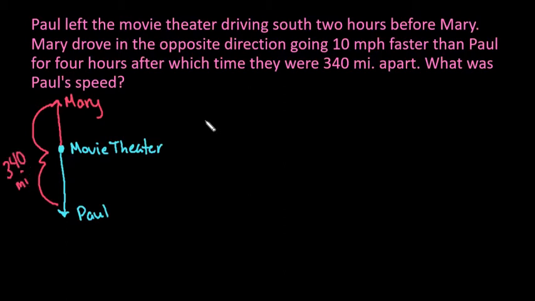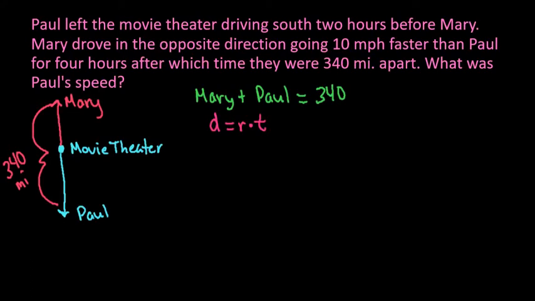So what we have here is Mary's distance plus Paul's distance. We can say that Mary plus Paul, their distance traveled, is going to equal a total of 340. If you recall, we know that distance equals rate times time. So we need to find the distance for Mary and the distance for Paul, and that will help us out.